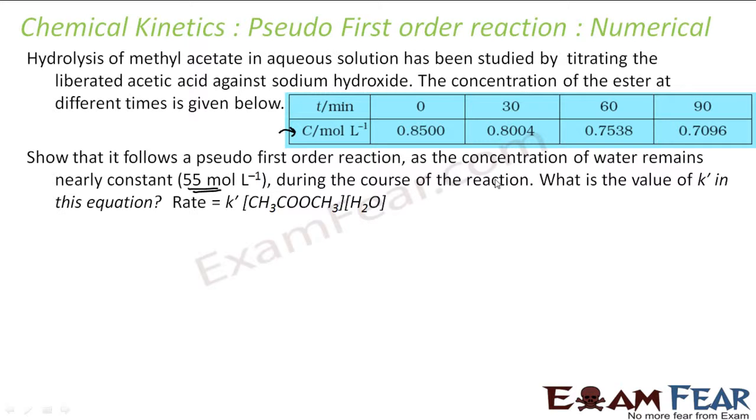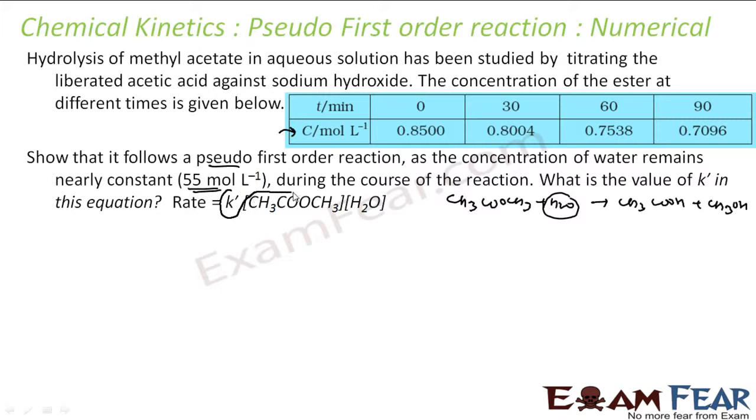See, hydrolysis of methyl acetate, CH3COCH3 reacts with water to give CH3COH plus CH3OH. This is the reaction, and it is telling us to prove that it is a pseudo order reaction, saying that the concentration of water is almost the same. Correct. Now the rate is K dash into CH3COH and into water.